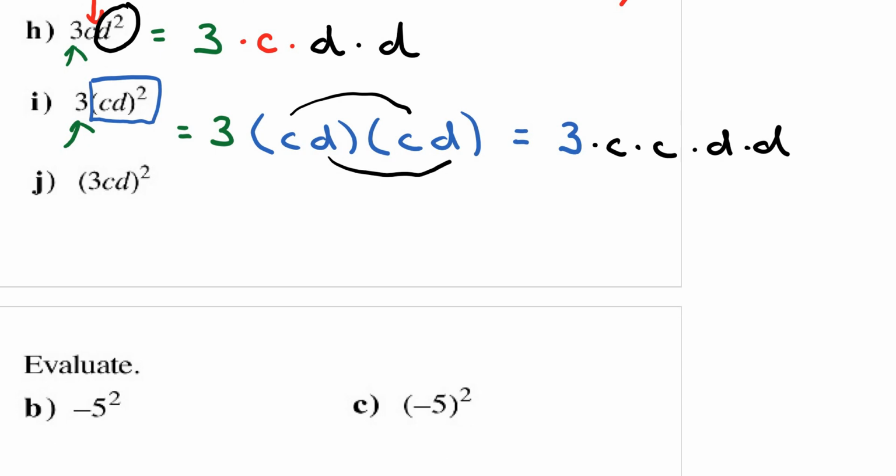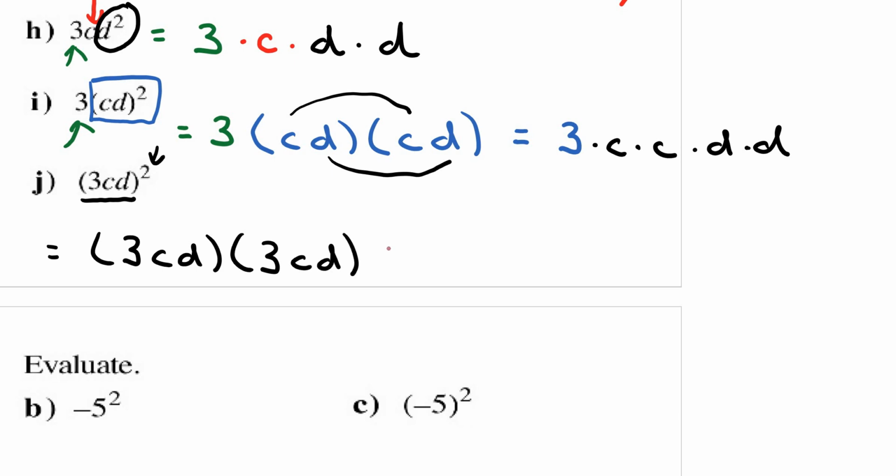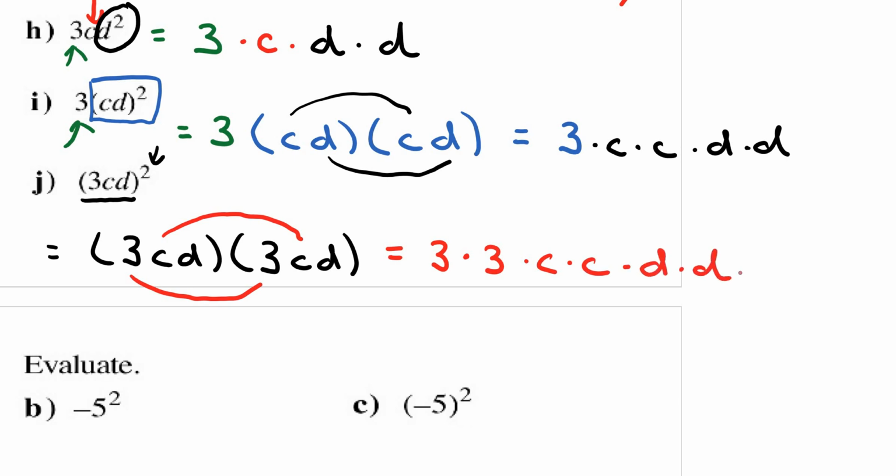And then finally for letter J here, everything in the brackets is being raised to the power 2. So in theory, it's really 3CD in a bracket times by another 3CD in a bracket. And if you wanted to write this out separately, you can combine the 3's. So 3 times 3, and then C times C, and then finally D times D. All right, so those are all good questions so that you can write this out as a repeated multiplication.